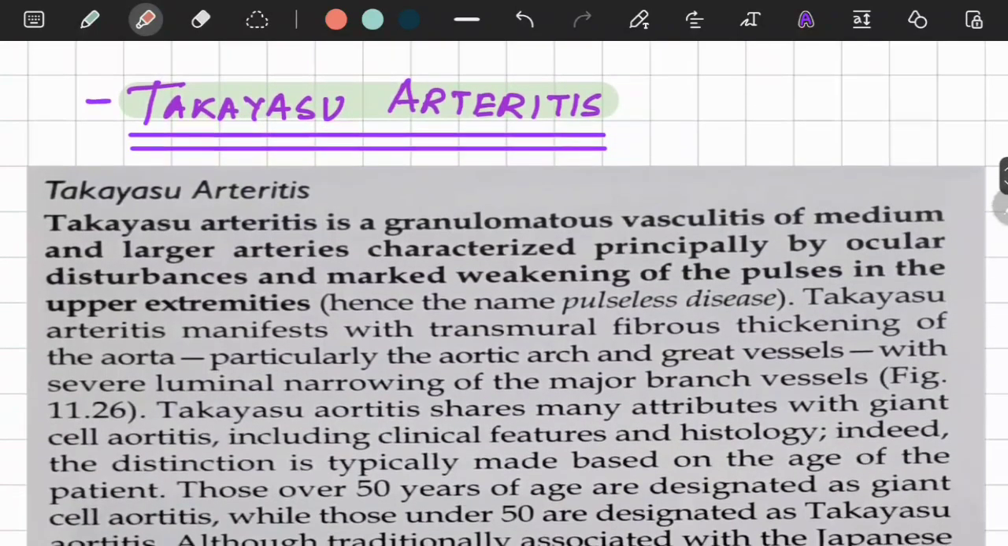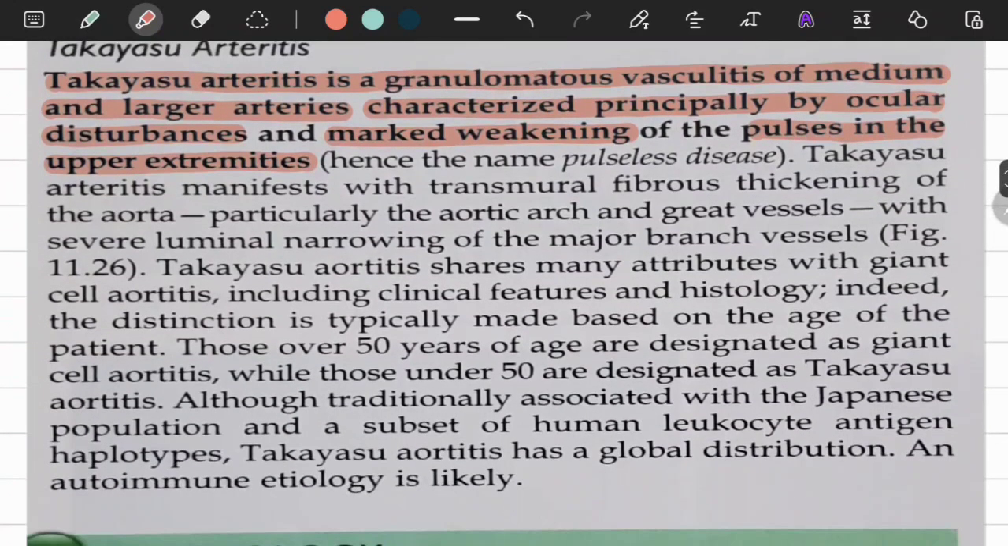Now let us get to the next large vessel disease, that is Takayasu arteritis. Now Takayasu arteritis is a granulomatous vasculitis of the medium and larger arteries, characterized principally by ocular disturbances and marked weakening of the pulses in the upper extremities. Hence the name pulseless disease.